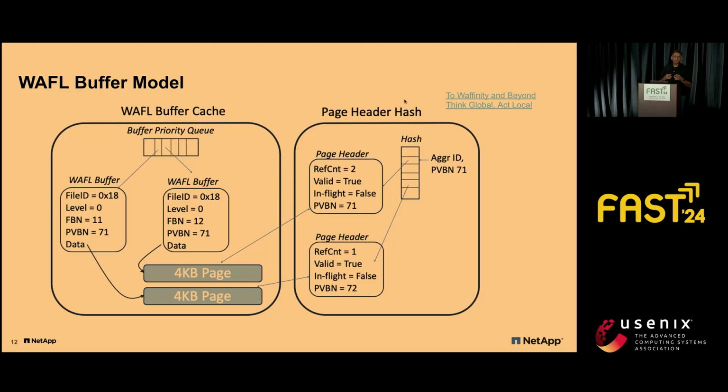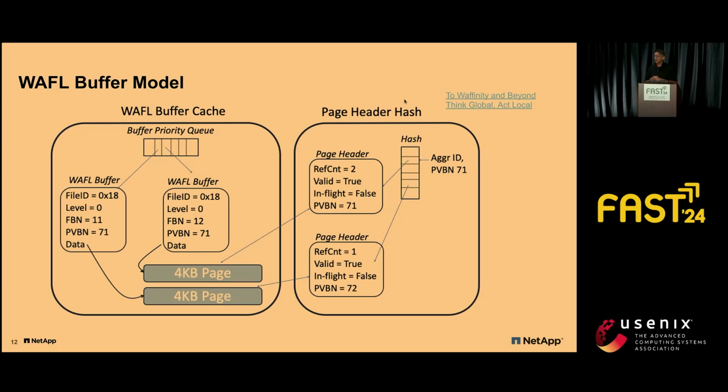There are two kinds of buffers in Waffle. First, there are file buffers. File buffers are indexed by file ID and offset in terms of 4K blocks. Then there are page headers. Page headers are indexed by aggregate ID and block number. So the page headers own the 4 kilobyte page, which has the contents of the block, and file buffers point to it. Now, because we have things like dedupe and snapshots and clones, block numbers can actually be shared by multiple files. And therefore, these pages are multiply referenced. Page headers have reference counts, and they are free to be accessed from any code in the system.